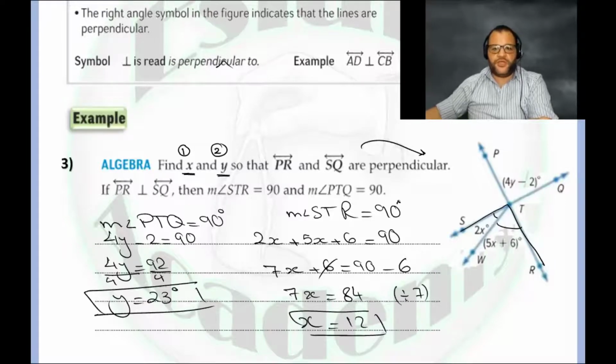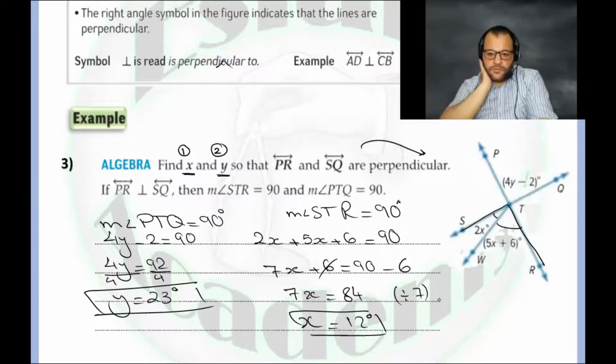Any problem for this one? No. 12 degrees. This is then 12 degrees. Any problem for this one? No. If you have any problem, we can explain.